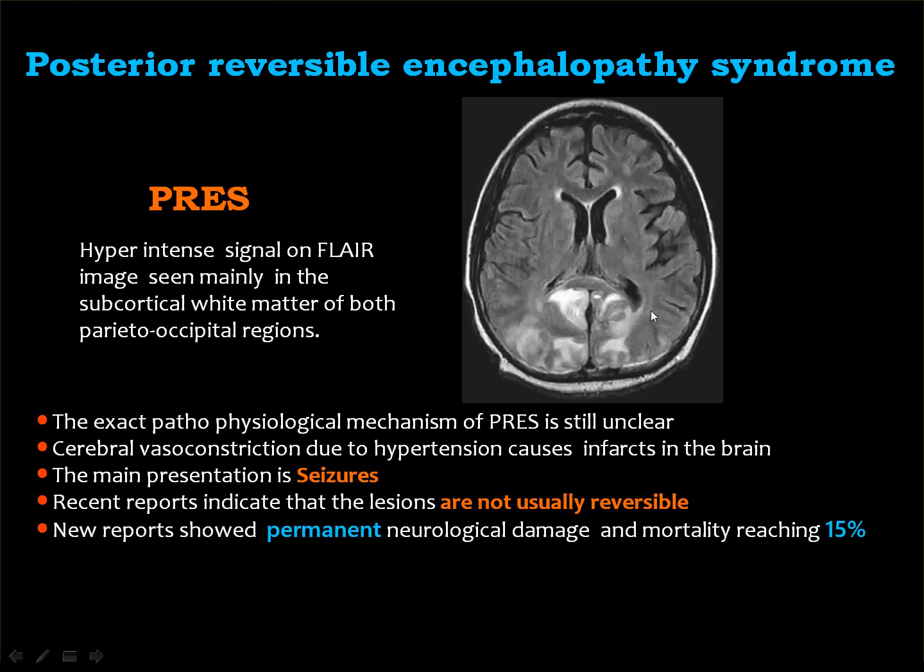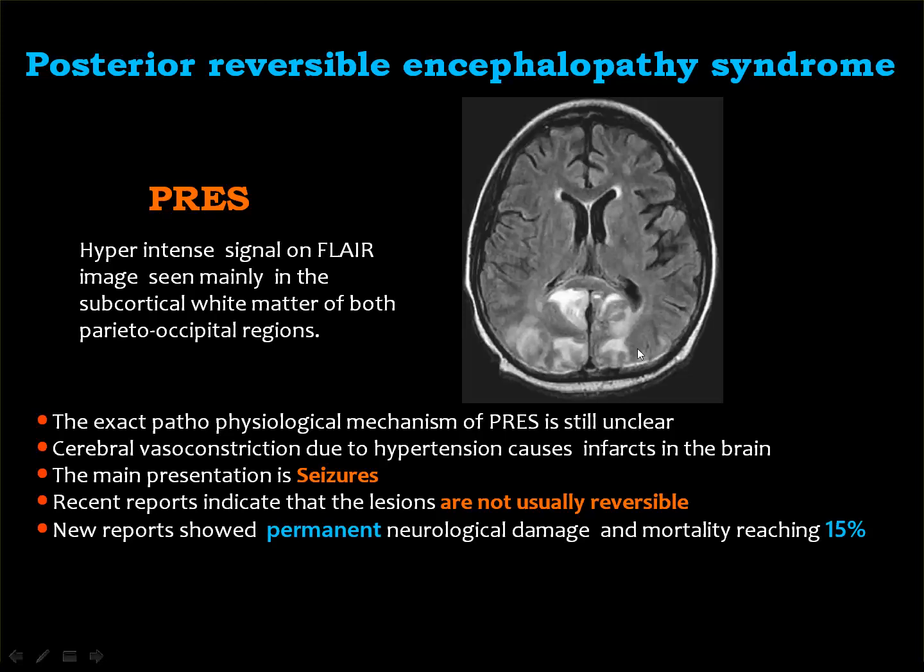So if the patient has developed acute increase in the blood pressure, the vessels will go into a spasm, and this spasm will result in edema, and this edema is usually bilateral and symmetric, and is located in the posterior circulation, in the cerebellum and the occipital lobes. The patient develops seizures. This is the main presenting symptom. Then you perform CT or MRI, and you get edematous or ischemic lesions in the posterior part of the brain.